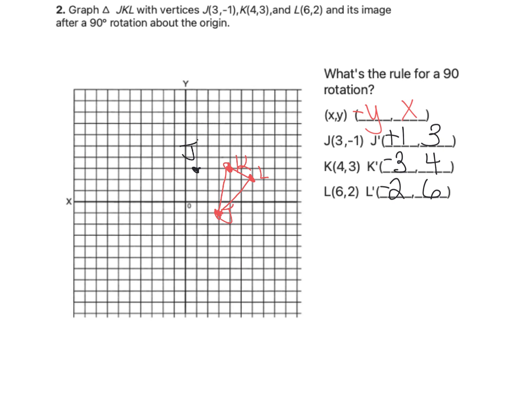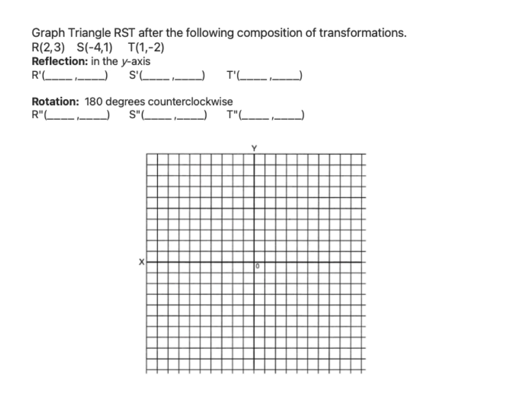There's our J prime. K prime is at -3, 4. And then L prime is at -2, 6. If we connect our dots here, we have the same triangle, just rotated 90 degrees counterclockwise. And then the other thing that we can do with this is we can actually do compositions like we did before, where you do more than one transformation.